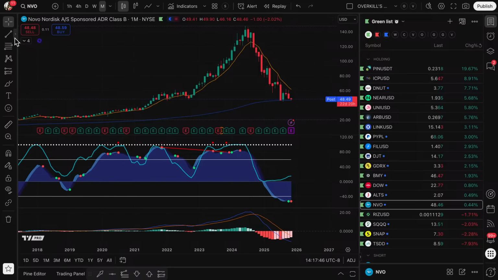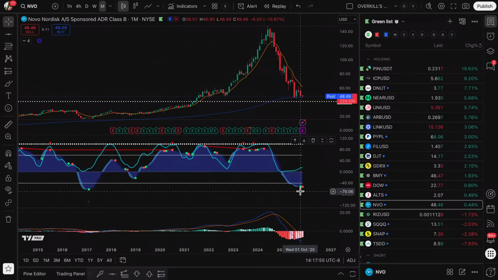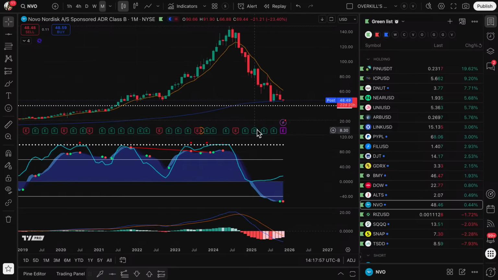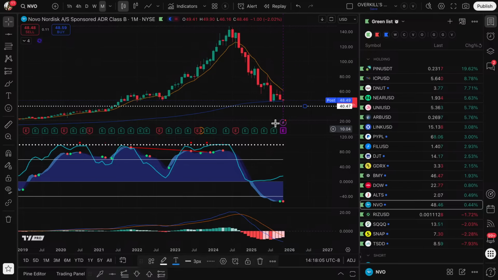But I still like this one. I think this is one of the best looking healthcare plays right now. As long as it holds on to 40, it looks really good. The last time we got a green dot, I know the dot is red right now, but we got that green dot on this candle here. So as long as it holds on to that support right there at like 45, it looks really good down here for a swing.